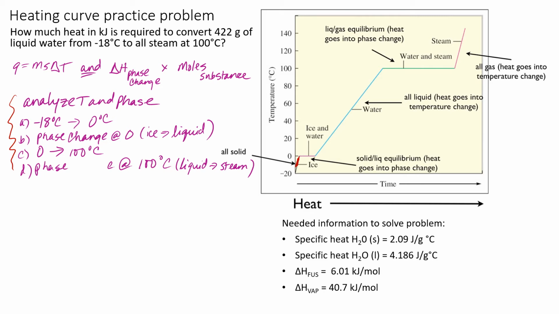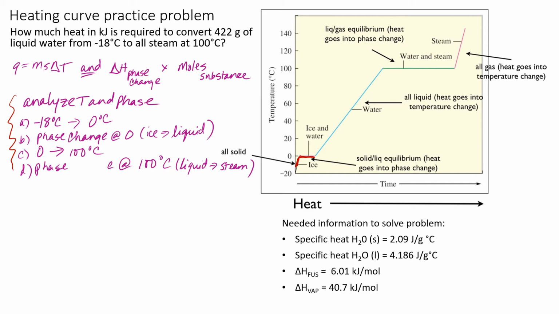Now for the next part, B, we actually have a phase change going on, and notice at this point the temperature is not changing. The energy being added is going into breaking bonds, so the temperature does not rise. At this point, we're going to have to use the delta H of fusion times moles for our calculation B.